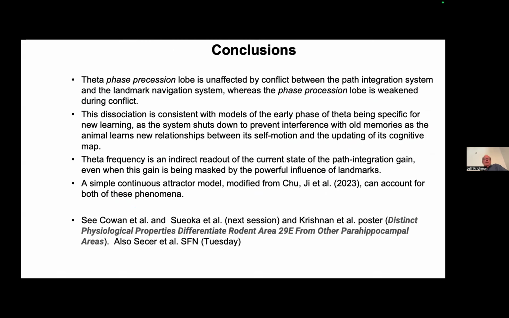So just to conclude, we've shown here that the theta phase precession is unaffected by the conflict between the path integration system and the landmark navigation system. The phase precession slope is weakened. It's consistent with models of early phase of theta being specific for new learning. Theta frequency is an indirect readout of the current state of the path integration gain, even when it's being masked by the landmarks. And this simple continuous attractor model modified from Chu and Ji et al. can account for these. Noah Cowan is going to talk next session about modeling we've done on this, and with Yotaro about head direction cells, and then a couple of posters, Bharat Krishnan, about other things we've done with the influence of landmarks onto these cells.